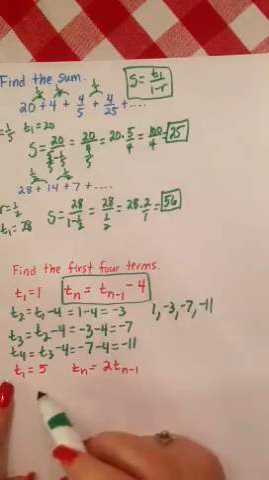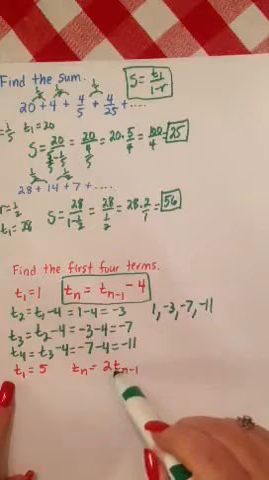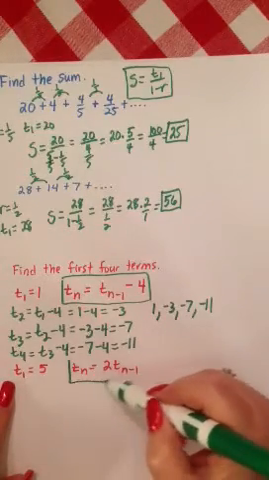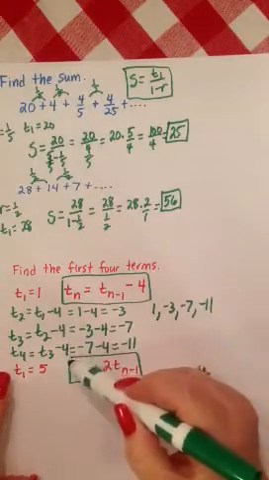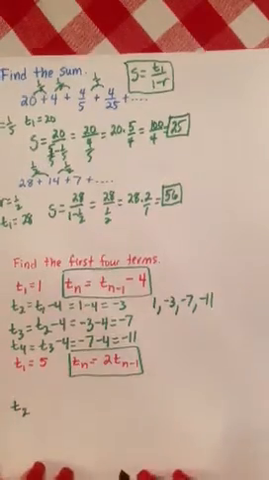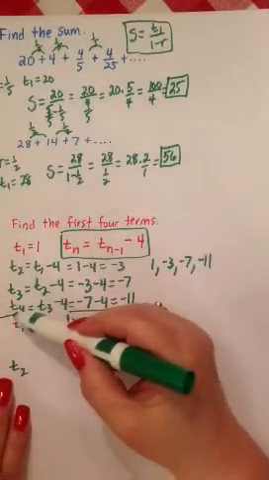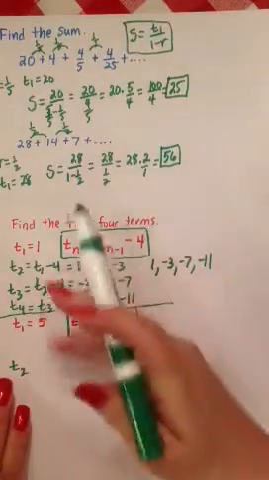Let's do it again on this one here. T sub 1 is 5, and t sub n is equal to 2 times t sub n minus 1. So there's my recursion formula. This is how they initialize it. So to figure out t sub 2, I'm going to just scoot this up a little bit so we can see. And this is our problem right here, below here.